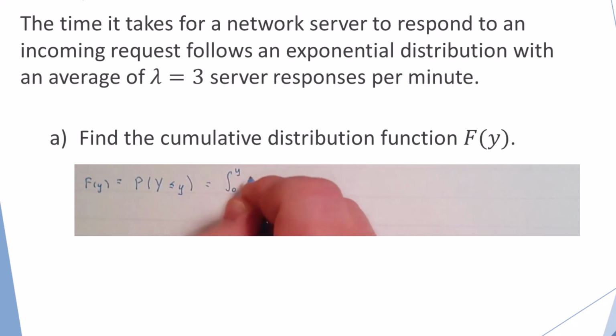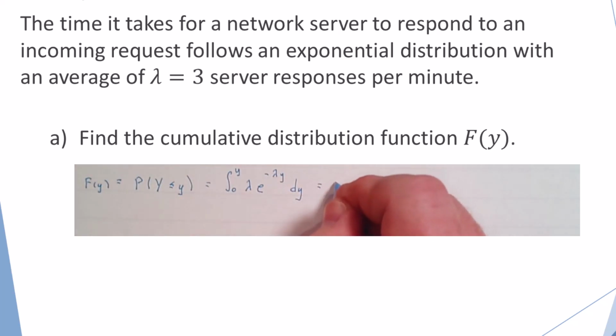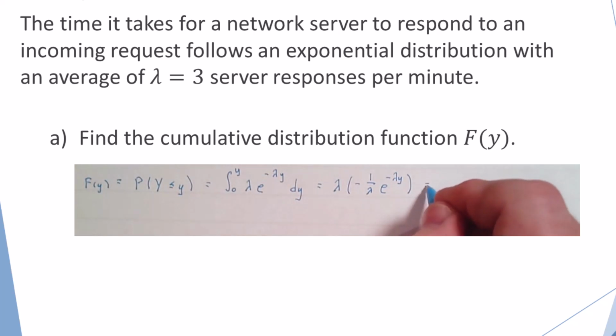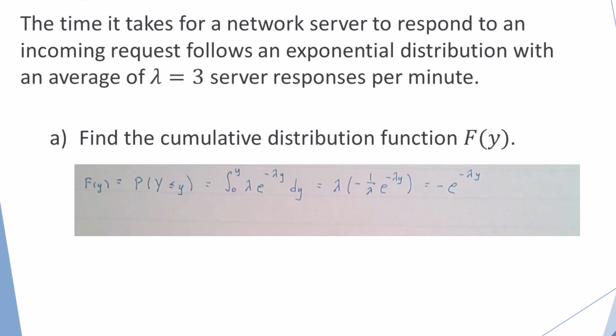And this is the integral from 0 to y of our PDF, which is lambda times e to the negative lambda y, dy. Now we know that we've got a lambda out here, so we're just going to go ahead and bring that out. And when we take the integral of e to the negative lambda y, we get negative 1 over lambda times e to the negative lambda y. And we cancel out these lambdas, and it looks like we're left with negative e to the negative lambda y. And we need to evaluate this from y down to 0.